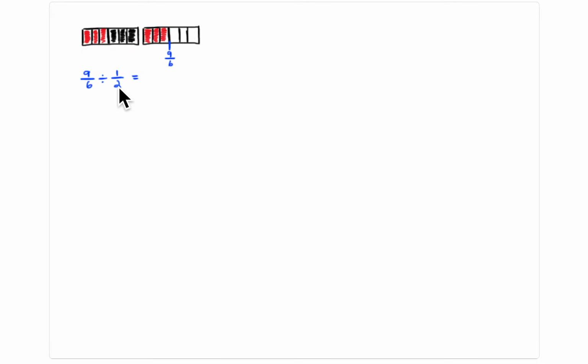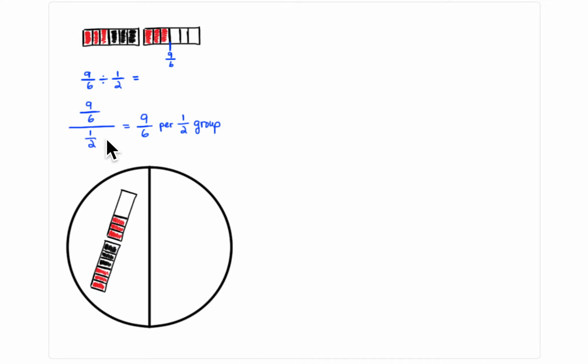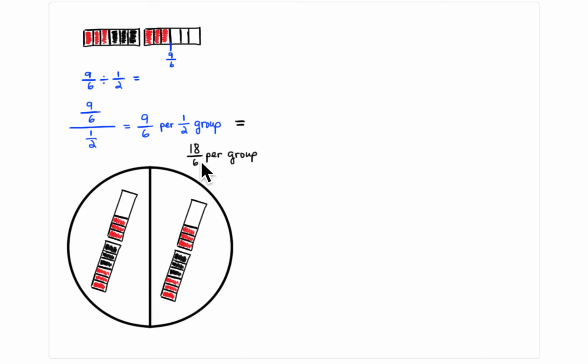So if you look at division as things placed into equal groups, 9/6 divided by 1/2 can be thought of as 9/6 per 1/2 of a group. So picture 1/2 of a crate. So in that half of a crate, I have 9/6. So here's the 9/6. So then how many sixths do I have in the whole crate or the whole group? I have twice as many. I have 2 times 9/6. You can see using the inverse operation and multiplying by the multiplicative inverse. So 9/6 times 2 gives me 18/6.